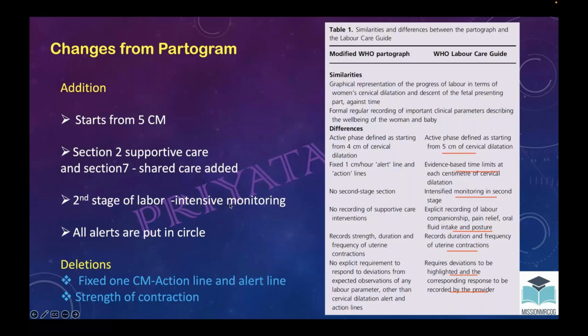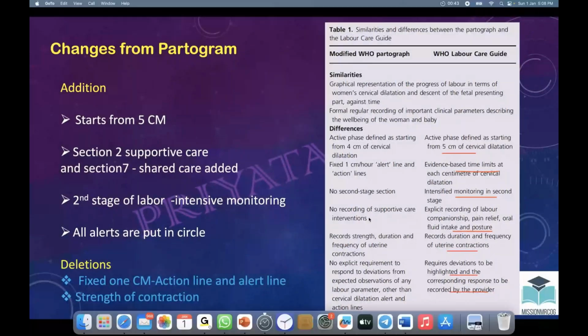And what are the deletions? The fixed 1 centimeter action and alert line has been removed, and strength of contraction also has been removed. So these are the deletions that have been made from the previous WHO partogram. So that's all he asked in the exam.